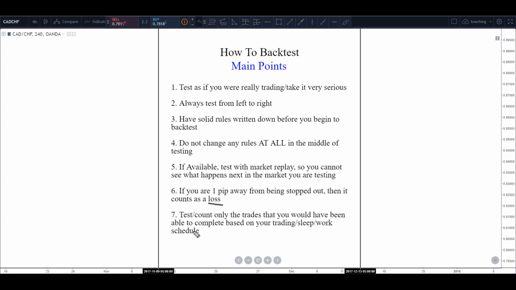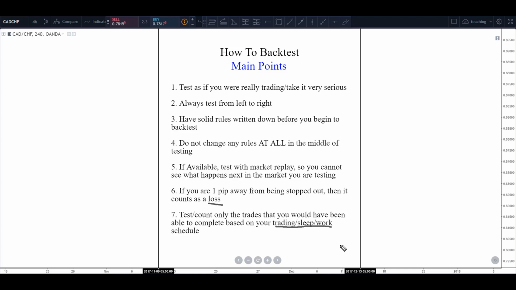And number 7, the final main point is to test or count only the trades that you would have been able to complete based on your trading, sleep, or work schedule. So what I mean by this is if you have to sleep for 8 hours a night, right? And let's say we're trading the pullback strategy. I'm going to do this based on Eastern time because that's where I live here in Atlanta, Georgia. The 4-hour candles close at 5 p.m., 9 p.m., 1 p.m., 5 a.m., 9 a.m., and 1 a.m. That's the schedule for 4-hour candle closes, and that's what this strategy is based on, right? It's 4-hour candle closes.